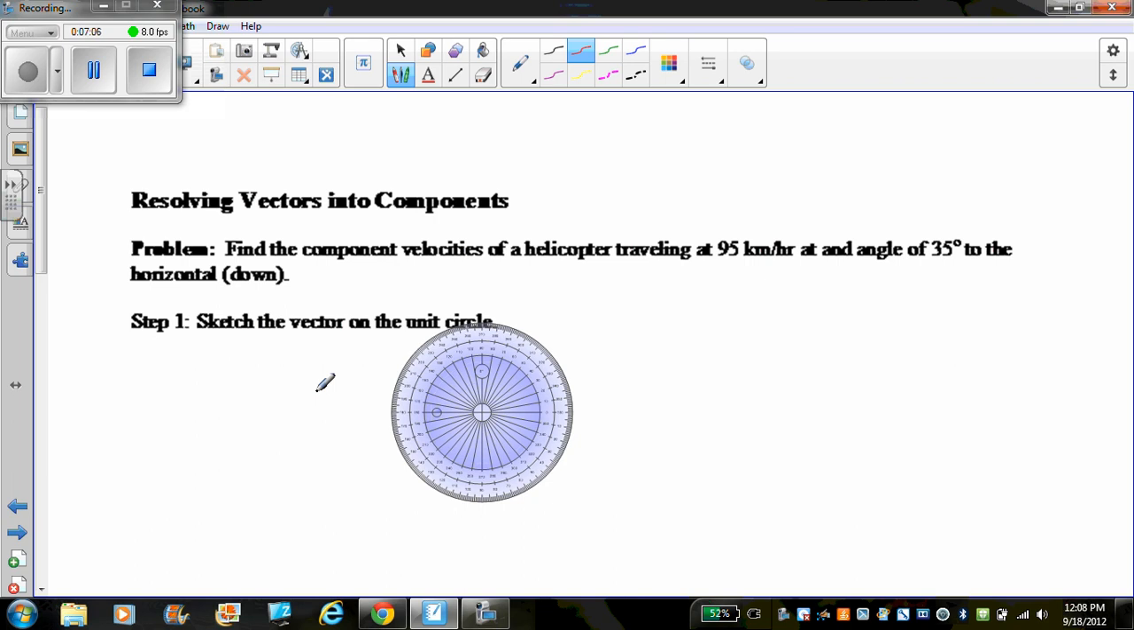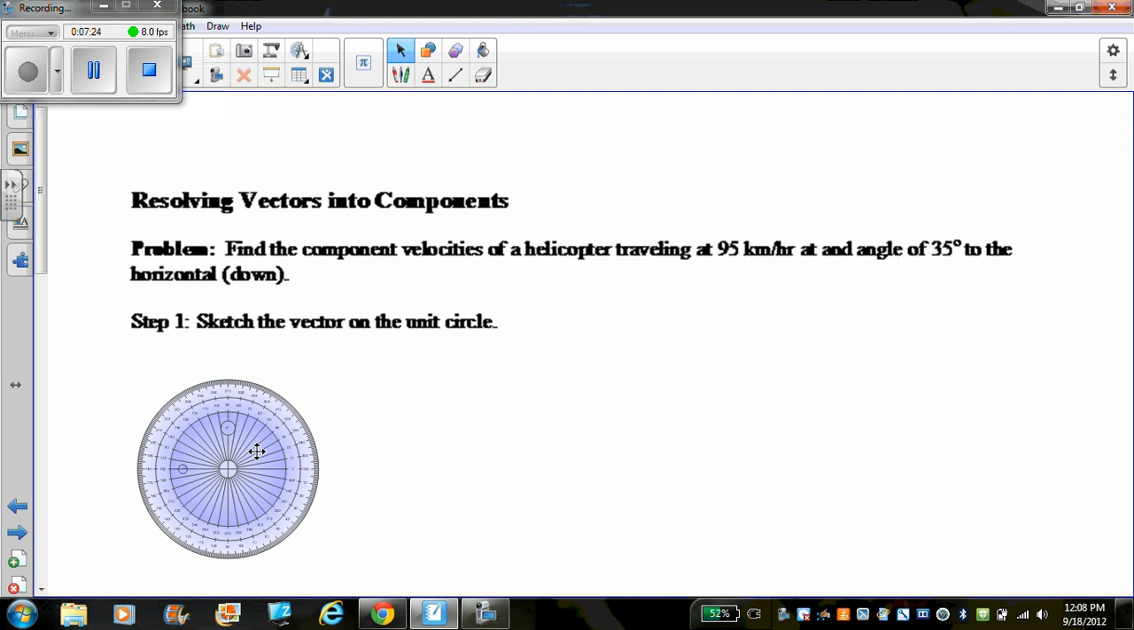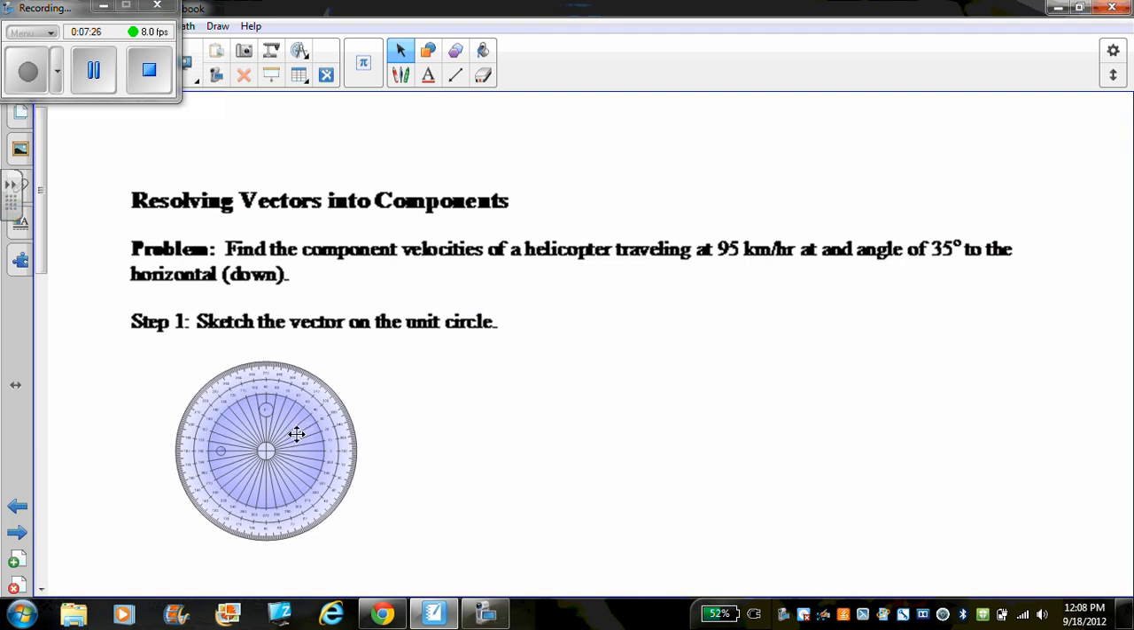Let's look at another skill. Let's look at the skill of resolving vectors into components. The problem says, find the component velocities of a helicopter traveling at 95 kilometers per hour at an angle of 35 degrees to the horizontal down. Step 1, sketch the vector on the unit circle.